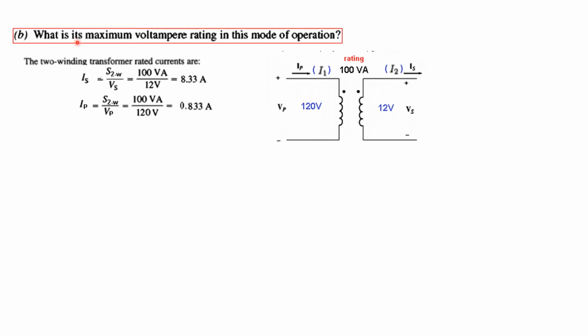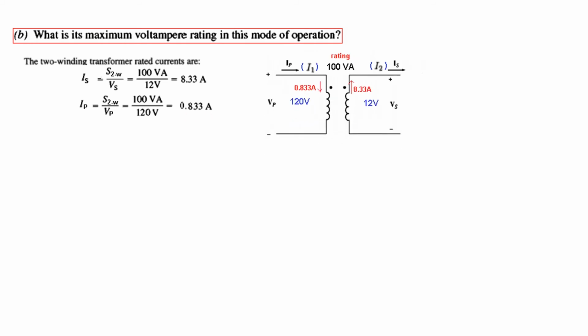Okay, what is the maximum volt ampere rating in this mode? So we'll exactly follow the previous example. This is the transformer. We find the currents. Current will be S2, or the power of the two windings, that is 100 VA divided by the secondary voltage 12, so 8.33 amperes, and for the primary also, the power rating divided by the primary voltage, 0.833 ampere. And so these are the two currents we have shown here.